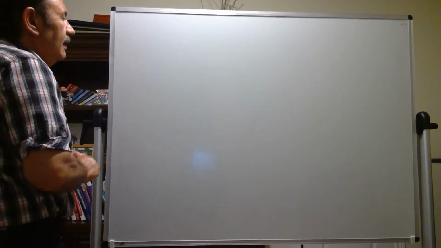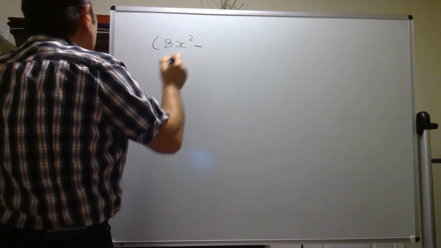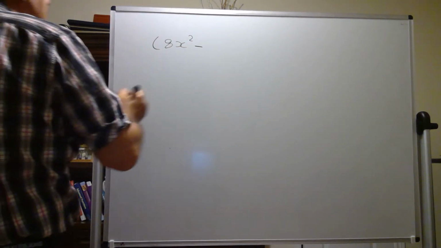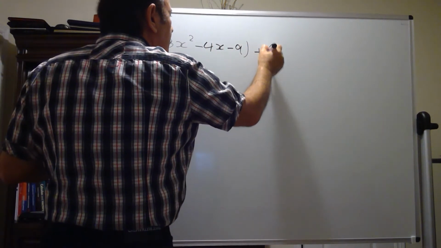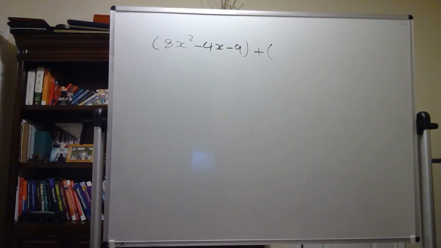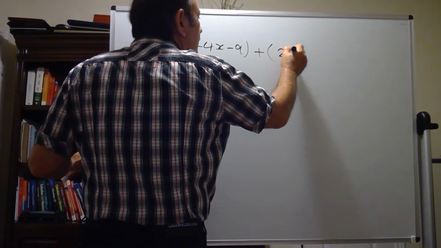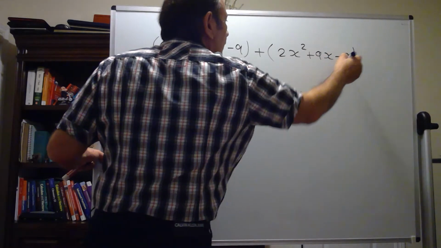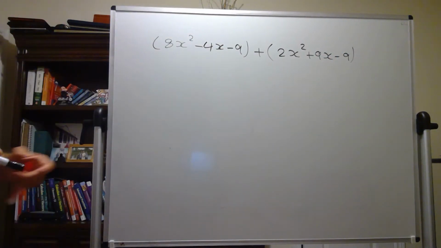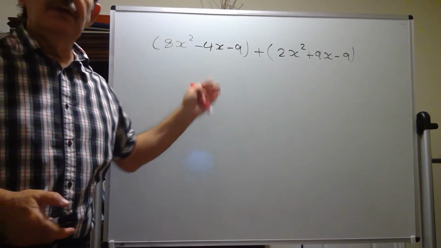8x squared minus 4x minus 9 plus 2x squared plus 9x minus 9. We are adding these two trinomials, or in general these two polynomials.